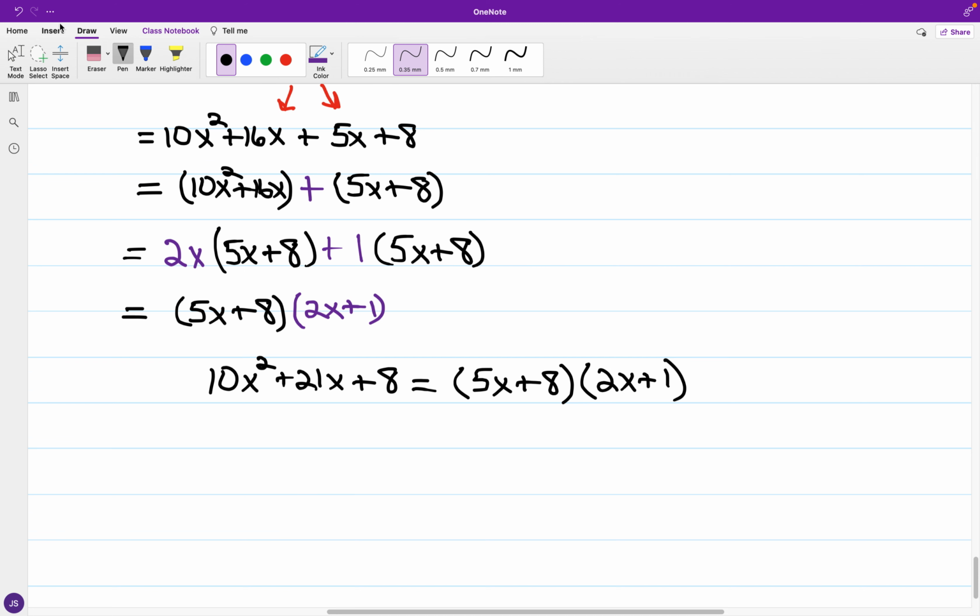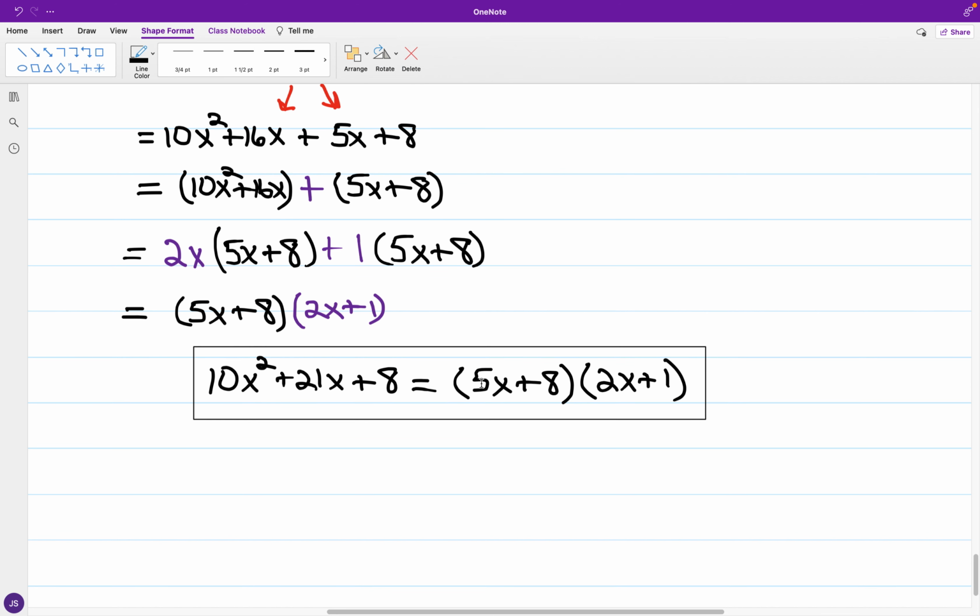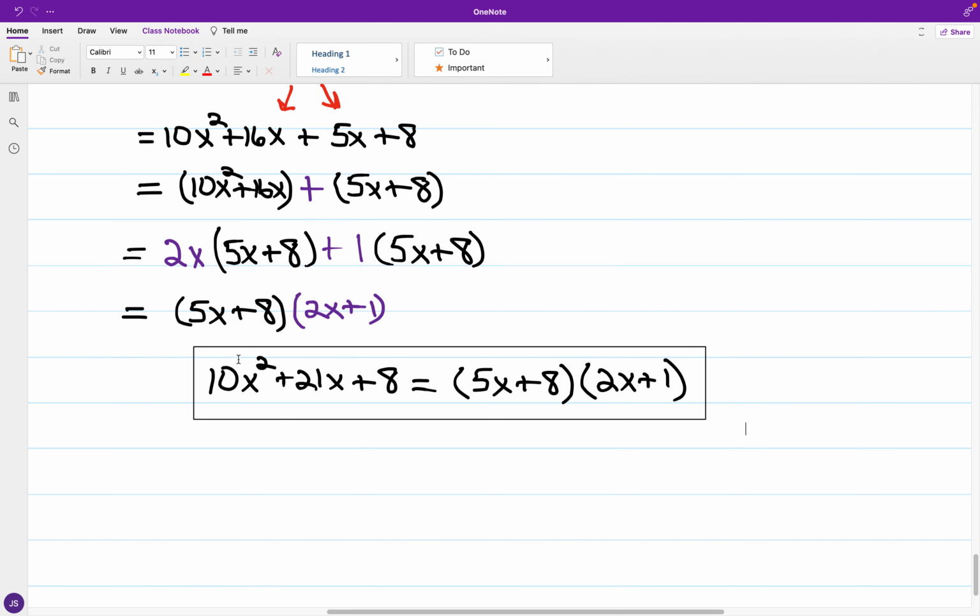And you can always go back and check. The first terms, 5x and 2x, multiplied out to 10x squared. The outside product is 5x. The inside product, 8 times 2x, is 16x. 5x plus 16x is 21x. And the last product comes out to 8.